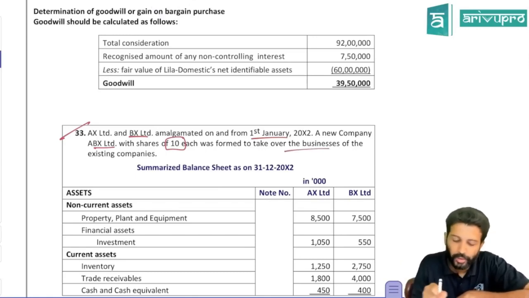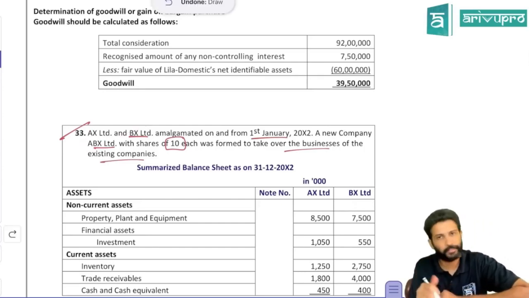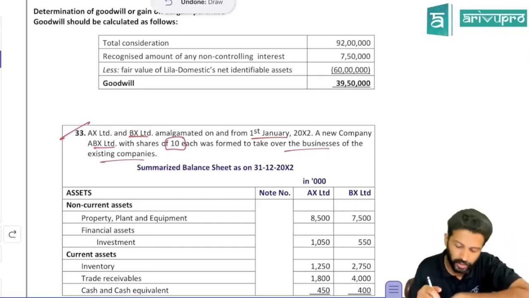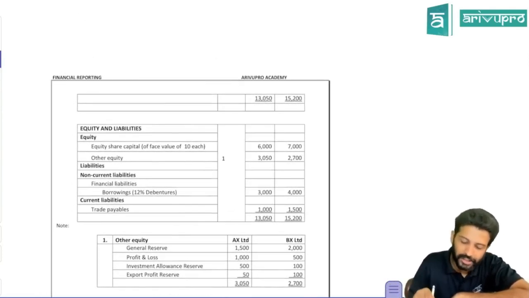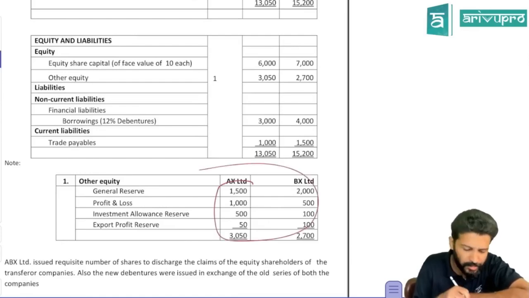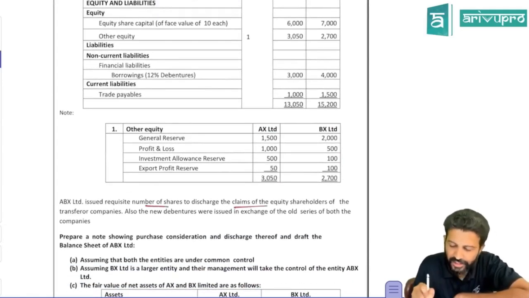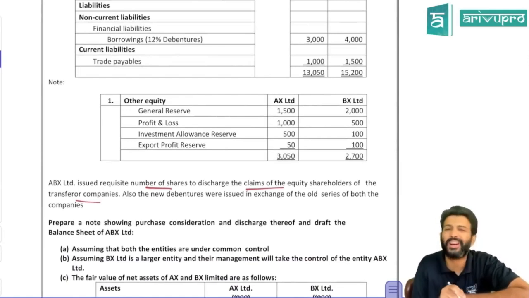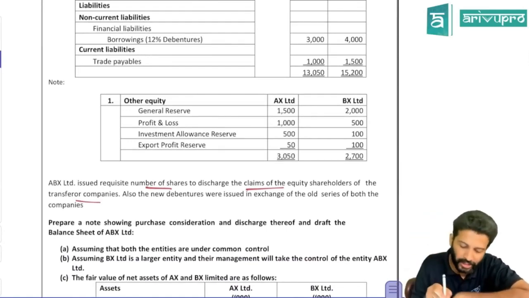A new company was formed to take over the business of the existing companies. So this ABX company, the new company, will take over AX's business and BX's business. Both the businesses they will take over. Okay, balance sheets of both the companies they've given. Great. So simple balance sheet they've given. Then they've given notes to accounts, the other equity breakup. We have this much other equity. Then they're saying ABX issued requisite number of shares to discharge the claim of equity shareholders of the transferor company. Required number of shares is given to the transferor company as PC. That's what they're trying to say.